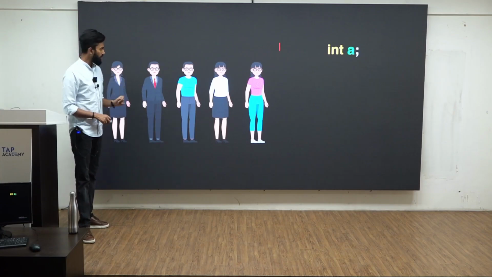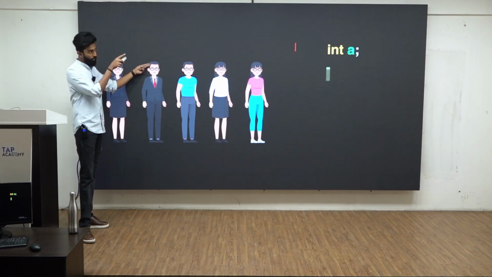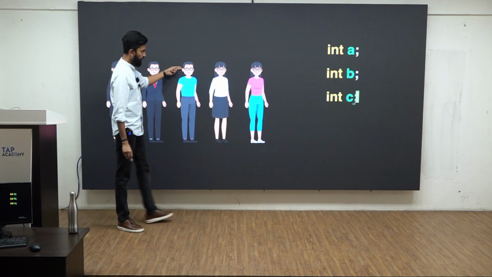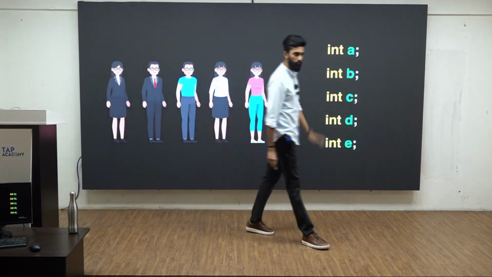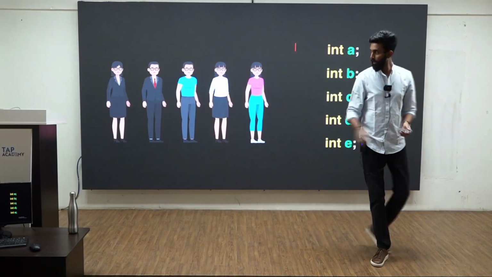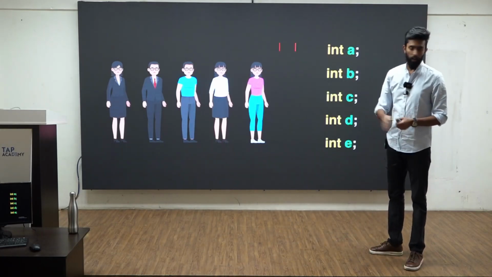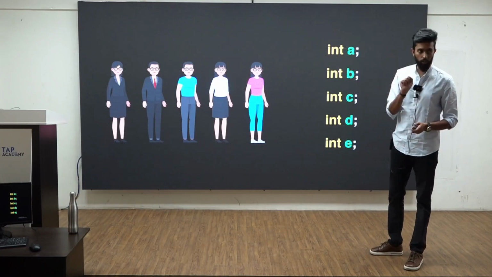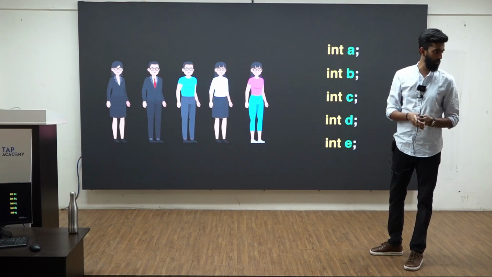But then you will realize one variable can store only one value. So for this person's age, you will have to create one more variable called b. For this person, c. For this person, d. And for this person, e. Yes or no? In other words, if you use variables to store the age, if I give you 5 students, how many variables do you have to create? 5 variables. Everybody would agree with me.